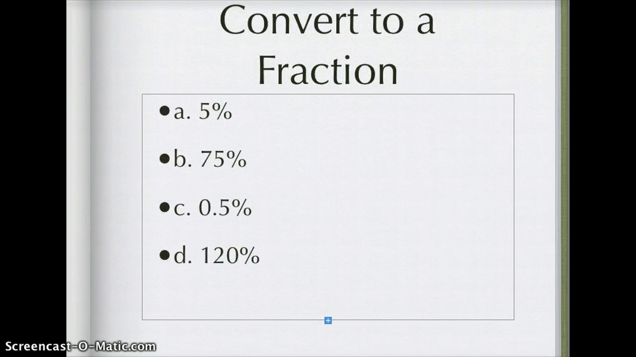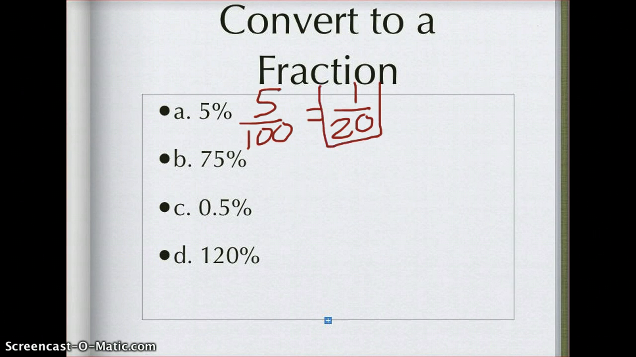Alright, so we have these 4 percents. Please pause the video and try to convert all 4 of these to fractions. You can pause now. Alright, hopefully you have tried all of these already. So 5% starts as 5/100. That reduces to 1/20th. So that's the answer for the first one, 1/20th. The second one, 75%. 75/100. That reduces to 3/4.